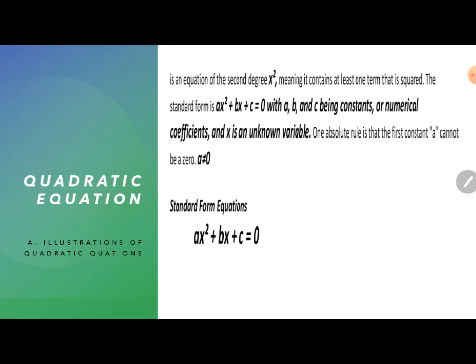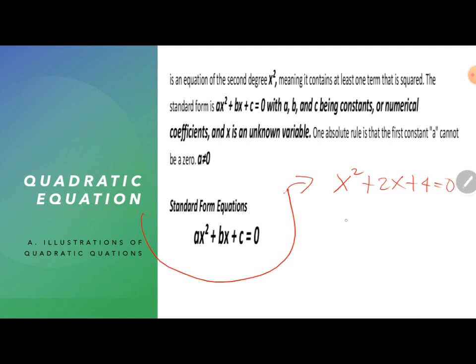Now, always remember that when you say quadratic equation, it always contains a degree of 2. Here, we are going to write a certain illustration: x squared plus 2x plus 4. Is this being considered as a quadratic equation or not? Yes, it is a quadratic equation.